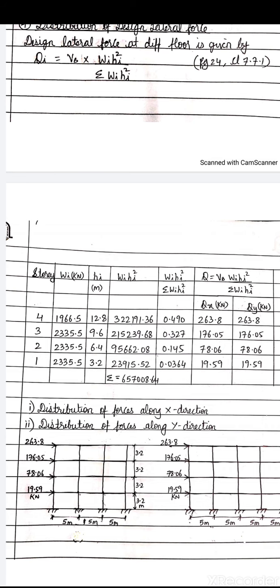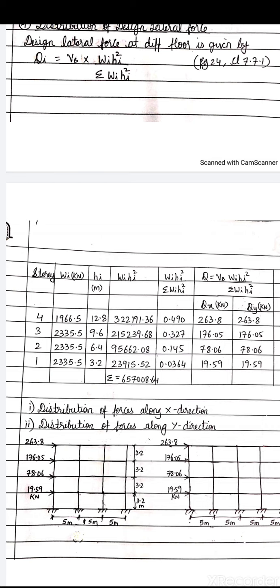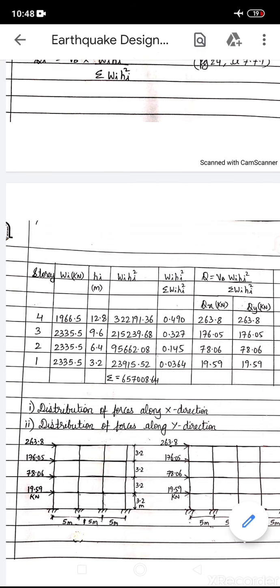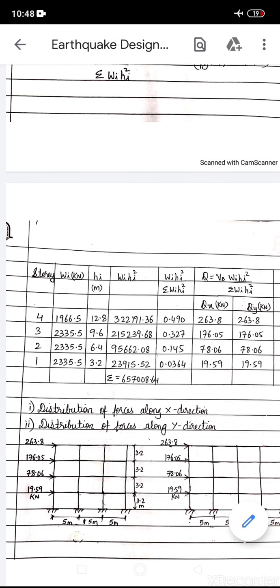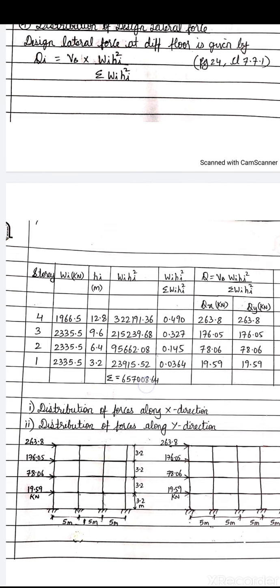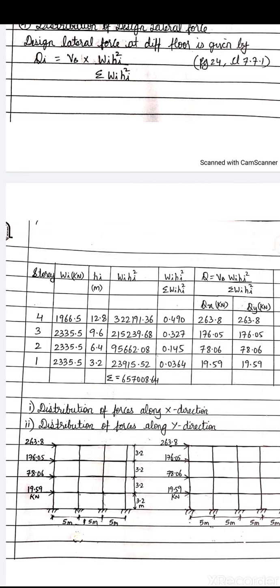For all these floors you will find Wi into Hi square, and then at the end you will find the summation of this. The summation of Wi into Hi square will give you the value 657,008.64. Now you will go to the next column, that is the ratio of Wi into Hi square: 322,191.36 upon the summation, 657,008.64. Then you will get this value, that is 0.490.